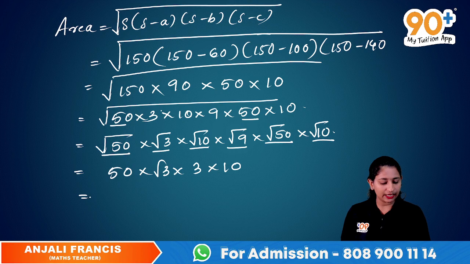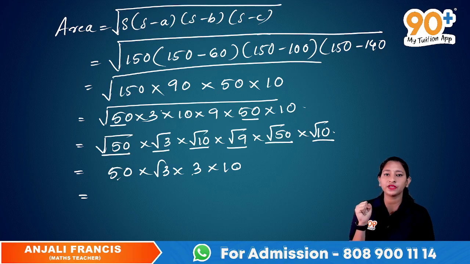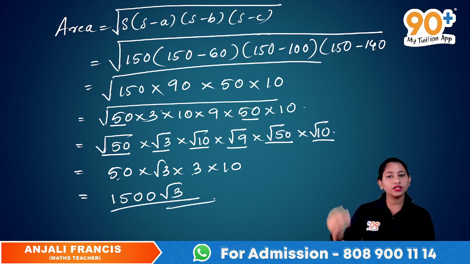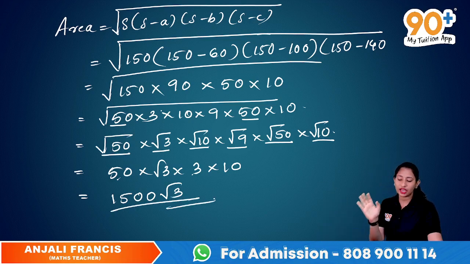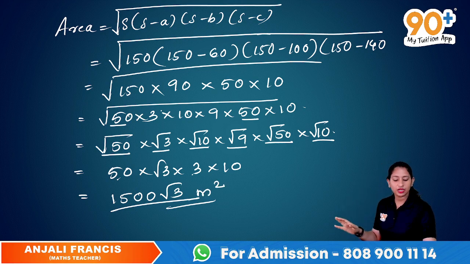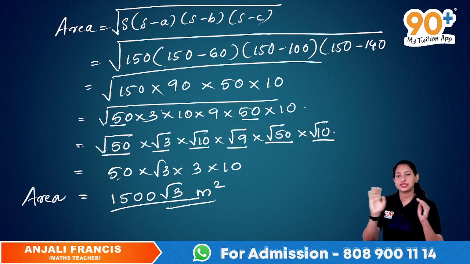So here what is the value? 15 into 3 into 10. എത്രയായിരിക്കും വരിക? What is the value? 15 into 3 it will be 45. 45 into 10 it will be 450 root 3. Root 3 ക്ക് വേറെ പേരില്ലല്ലോ. So 450 root 3. മീറ്ററിലായിരുന്നു നമ്മുടെ all values. So the area it will be എന്തായിരിക്കും? 450 root 3 meter square ആയിരിക്കും.